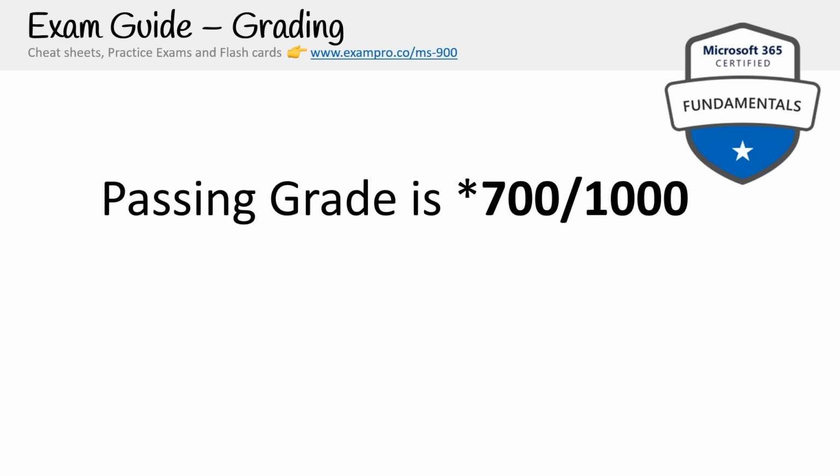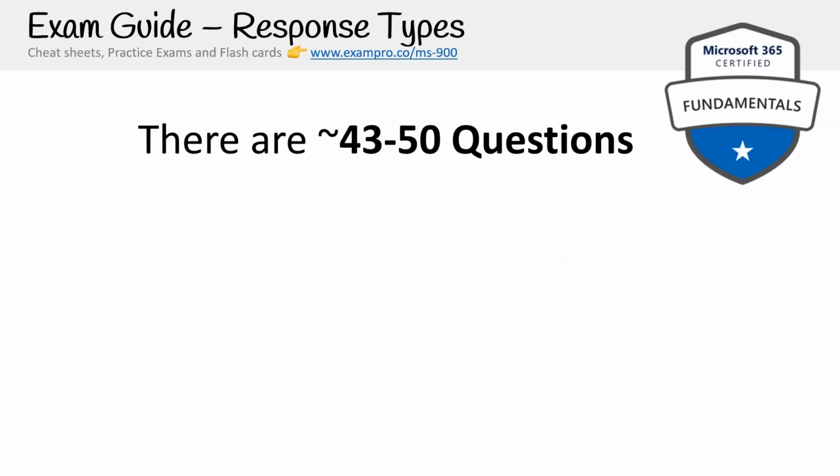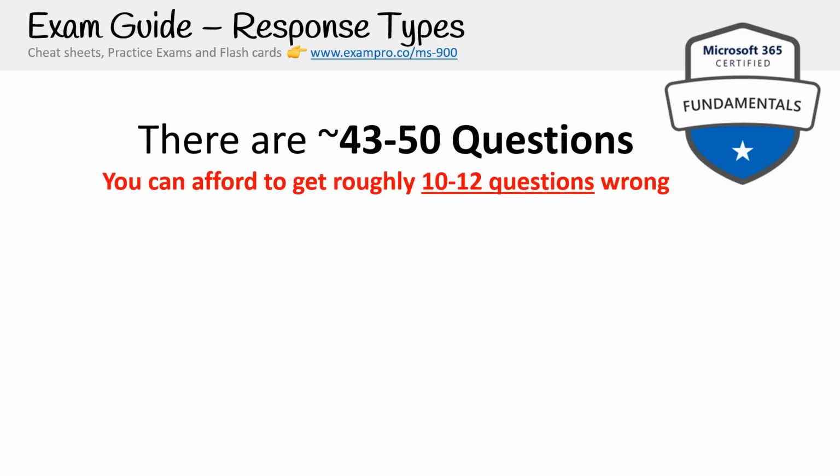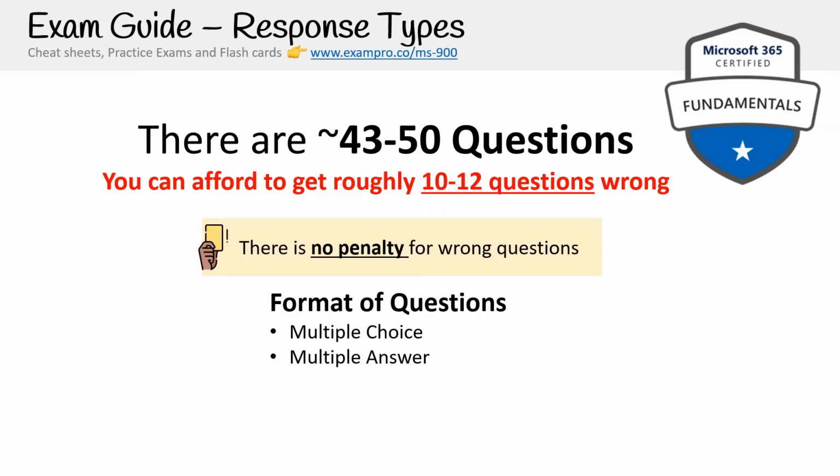In order to pass the exam, you have to score 700 points out of 1,000, and so 700 generally equates to 70%. But it's around 70% because Microsoft uses scaled scoring, meaning that they could adjust it based on how many people are passing or failing, so always aim to get higher than 70%. The exam contains 43 to 50 questions, so you can afford to get roughly 10 to 12 questions wrong. There is no penalty for wrong questions like -1, so you should always choose an answer. And the questions come in a few formats: multiple choice, multiple answer, drag and drop, and yes or no questions.